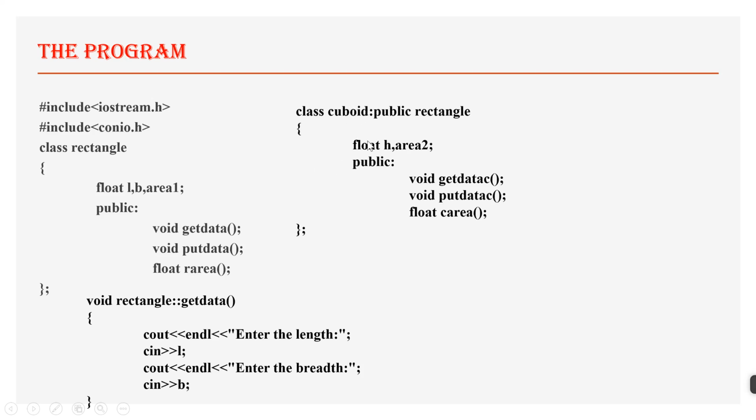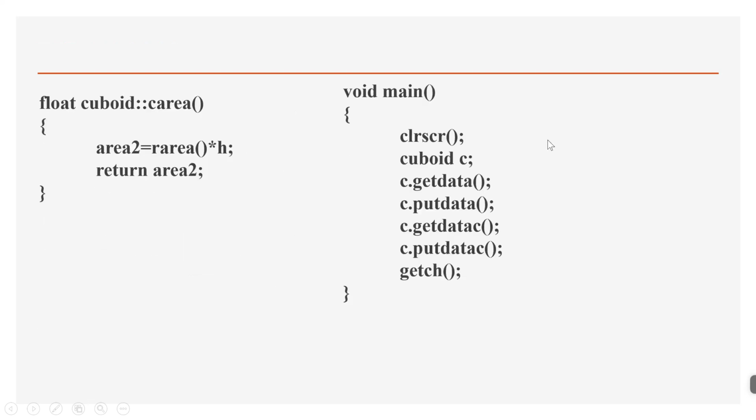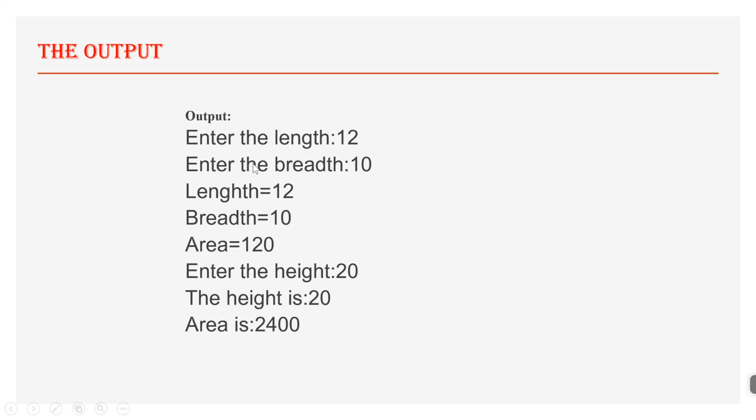So for the class called cuboid, you don't require redefinition of L, B and area 1. So wherever there is a need of L, B and area 1, it can inherit from the base class. So this is the concept of single inheritance. So this is the output wherein you are reading length and breadth using a base class. Length and breadth is got. Area you are finding using a base class. Here you are reading the height using a derived class.